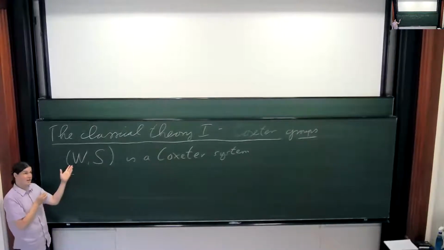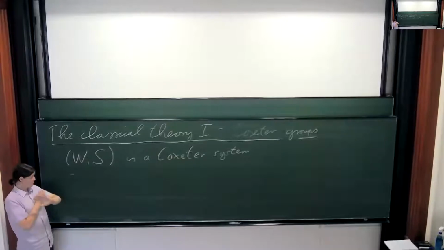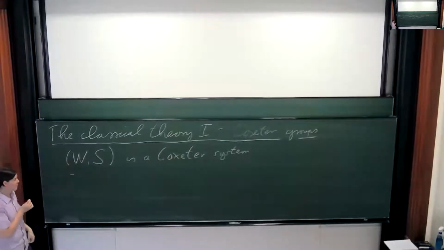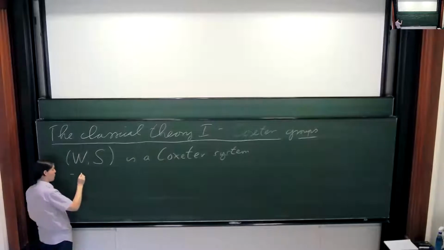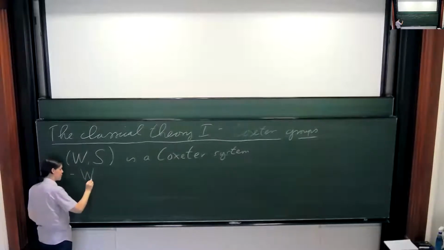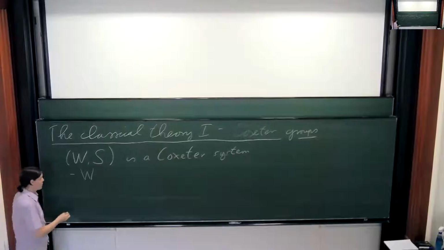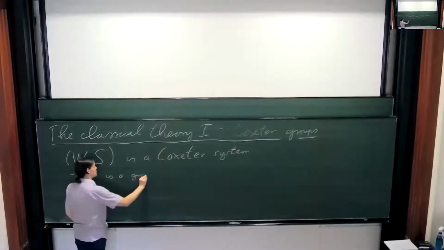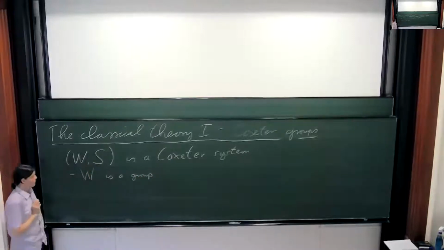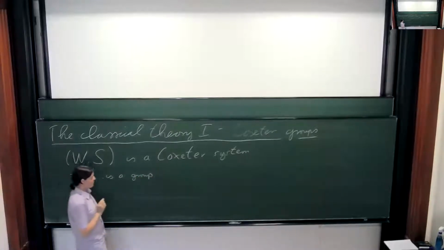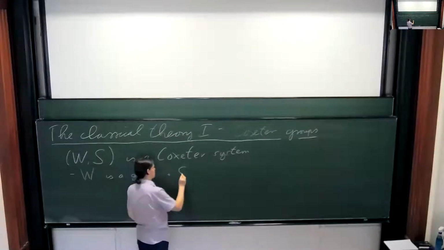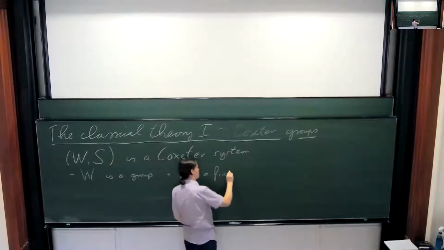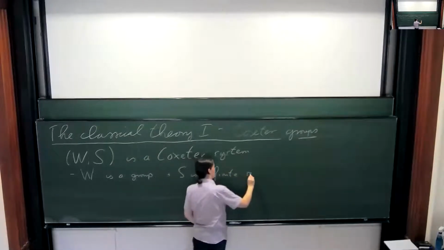Classically, it's denoted by W because these are generalized Weyl groups. If you don't know what Weyl groups are, don't worry. But that's why it's denoted W. So W, throughout this lecture series, will always be a group. W is a group, and S is a finite set. This is my alphabet. I want to think of it as my alphabet.